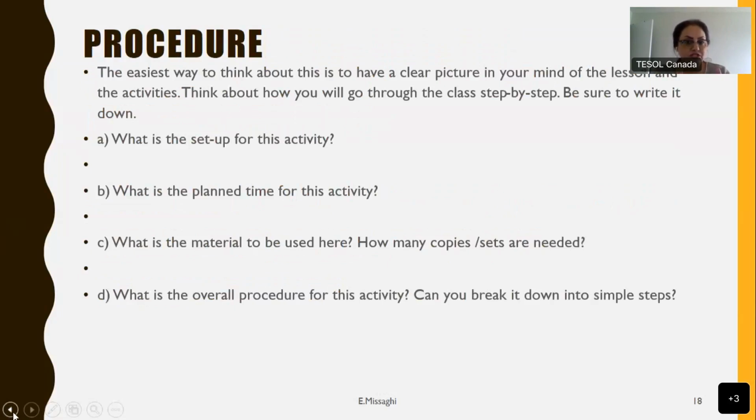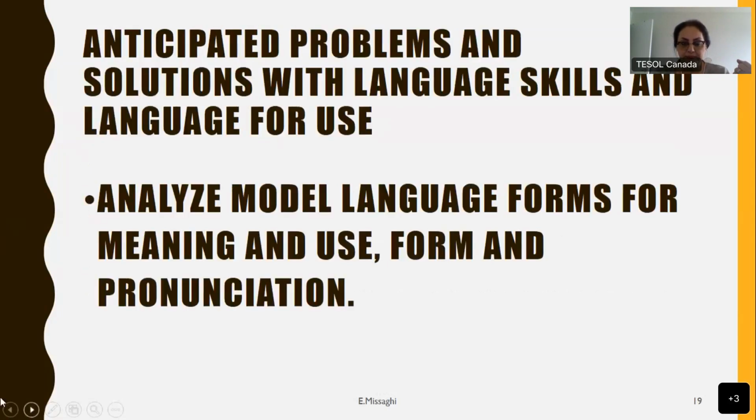So for the procedure, what are the interactions? Is it solo, individual work, pair work, group work, whole class? As we discussed at the beginning of the session, anticipated problems are very important. So that's why I said you always have plan B. What's your solution if something happens?